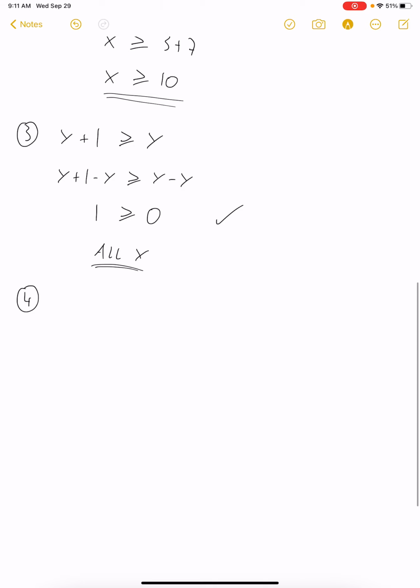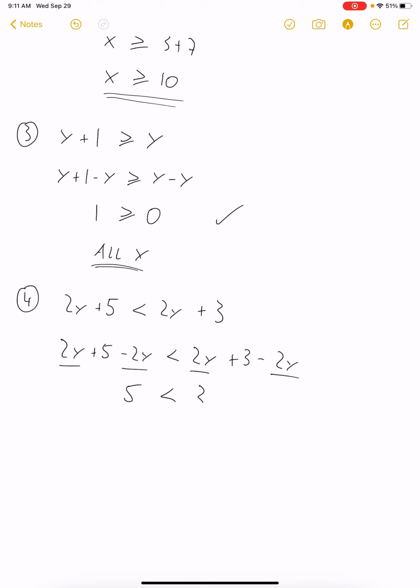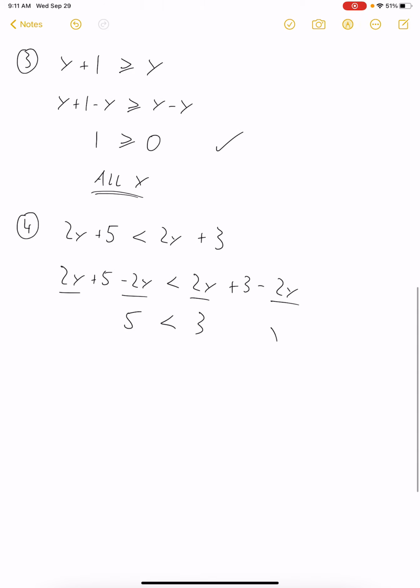Problem number 4. 2y plus 5 is smaller than 2y plus 3. Again, we will subtract 2y from both sides of the equation, which leads to 2y plus 5 minus 2y is smaller than 2y plus 3 minus 2y. These two cancel. We have 5 is smaller than, these two cancel, 3. This is never true, so it means there are no solutions to the given inequality.